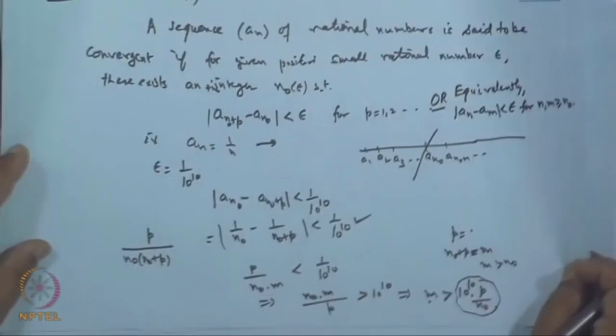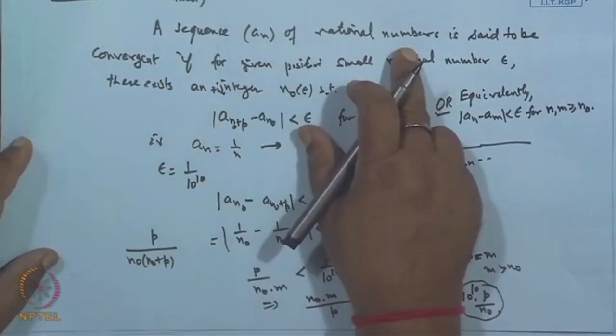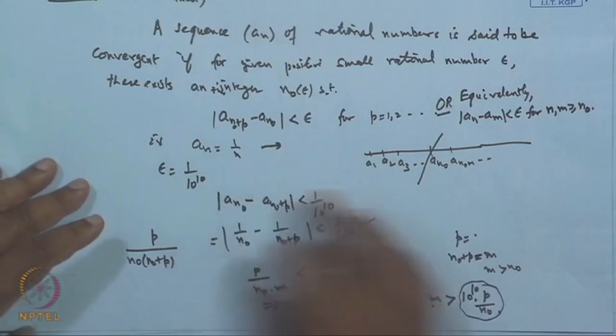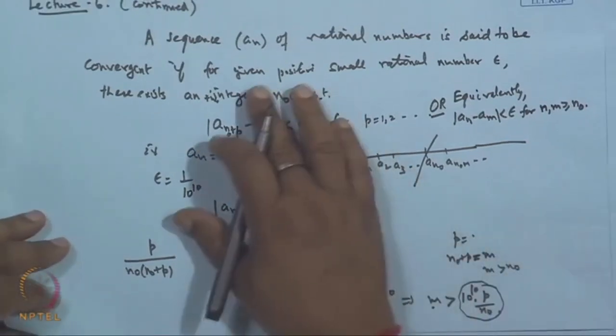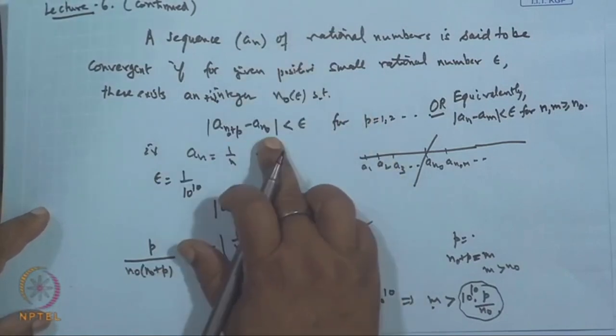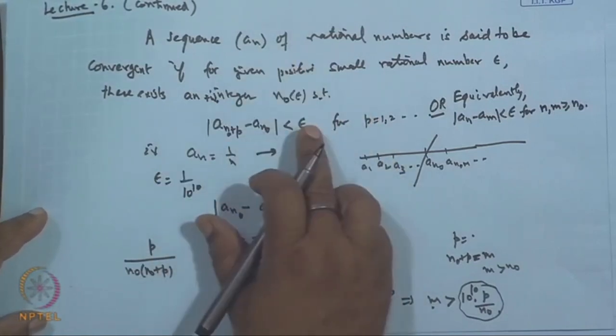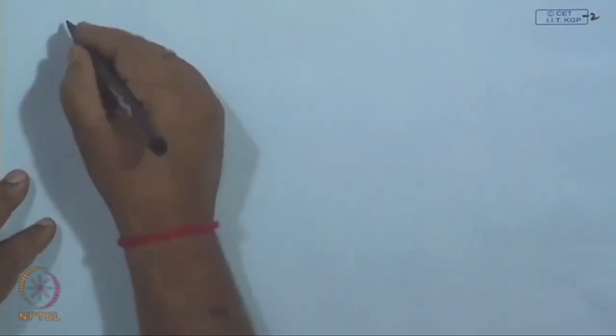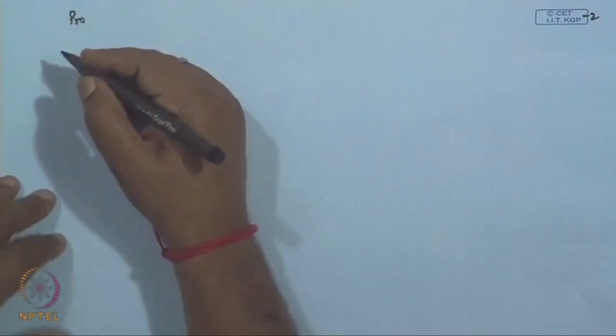Then we have already seen that if a sequence is a convergent sequence of rational numbers, then it must be a bounded sequence, and the terms of this sequence, a n plus p, lie between a n naught minus epsilon r and a n naught plus epsilon r. Then there are certain properties if suppose there are two sequences, various properties.